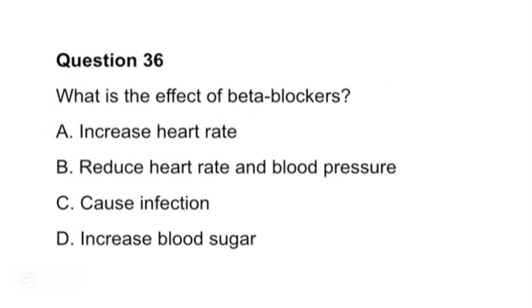Question 36. What is the effect of beta blockers? A. Increase heart rate. B. Reduce heart rate and blood pressure. C. Cause infection. D. Increase blood sugar. Correct answer, B. Reduce heart rate and blood pressure.